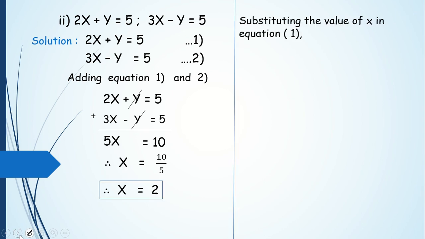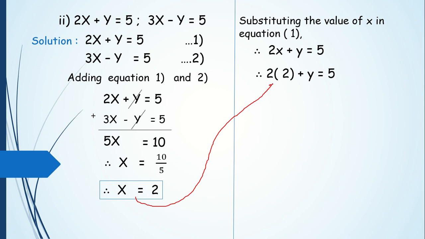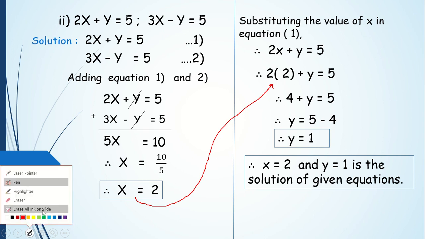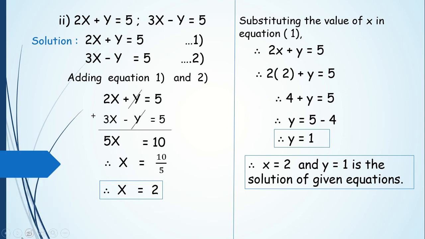Now substituting the value of x in equation number 1. So here we substitute 2 in place of x. In place of x, we have put the value of x, 2. 2 2s are 4. 4 plus y is equal to 5. 4 goes that side, will become minus. Therefore, y is equal to 1. Therefore, x is equal to 2 and y is equal to 1 is the solution of given equations.